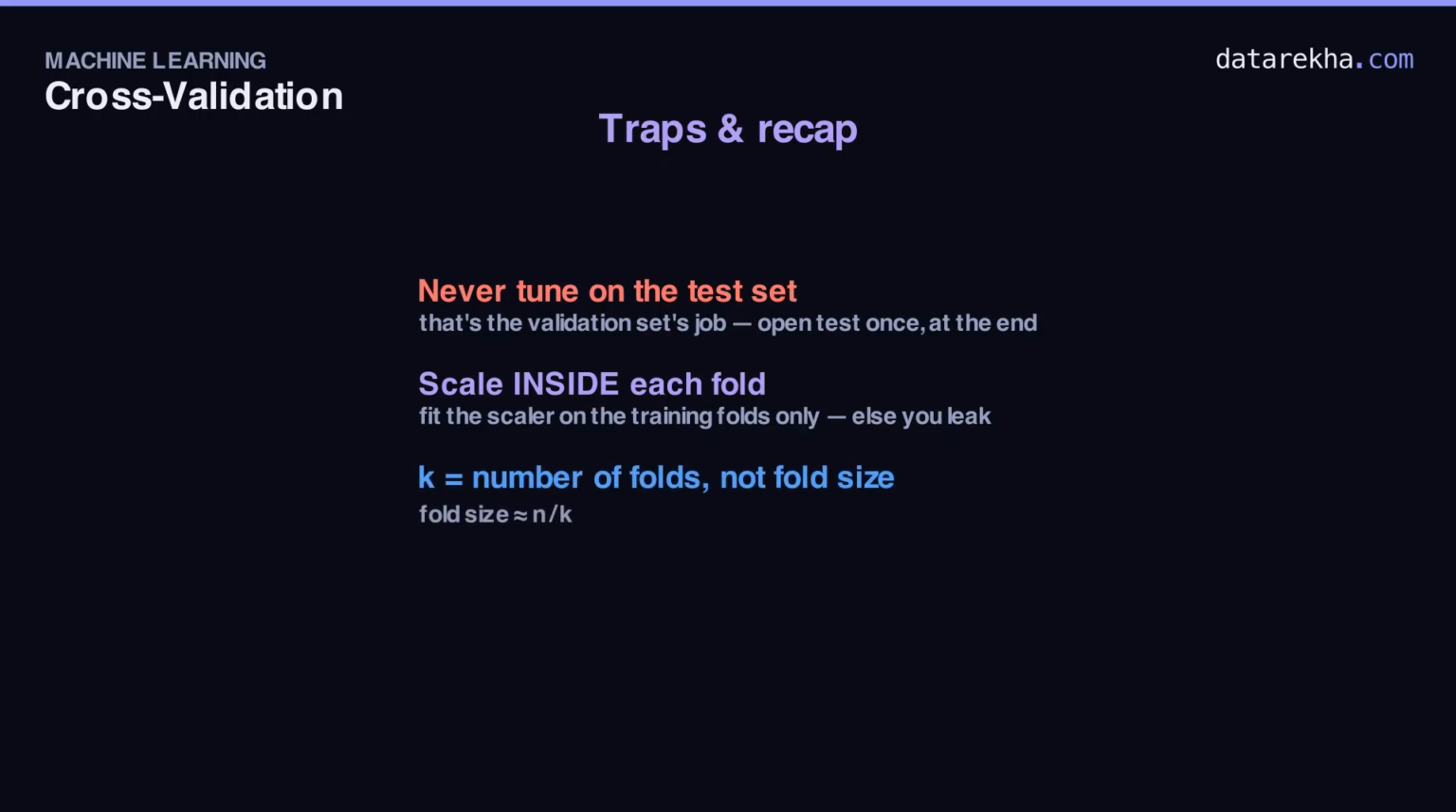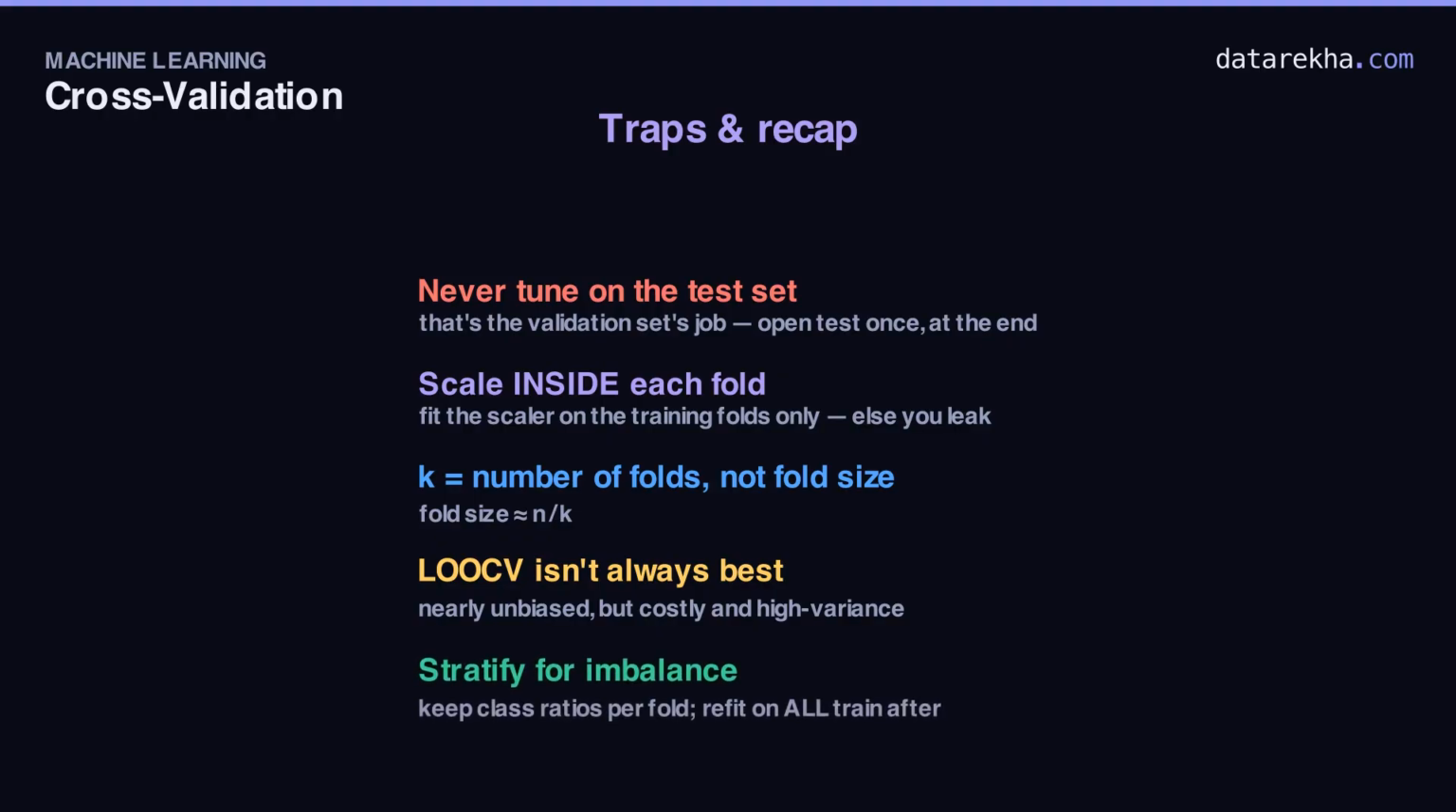Trap 3. In k-fold, k is the number of folds, not the number of points in a fold. Each fold holds roughly n over k points. Trap 4. Leave-one-out sounds ideal, but it's expensive and its estimate is high variance. 5 or 10-fold usually wins in practice. And trap 5. With skewed classes, stratify so each fold keeps the class ratios. And remember, once CV picks your settings, refit on all the training data before you test.